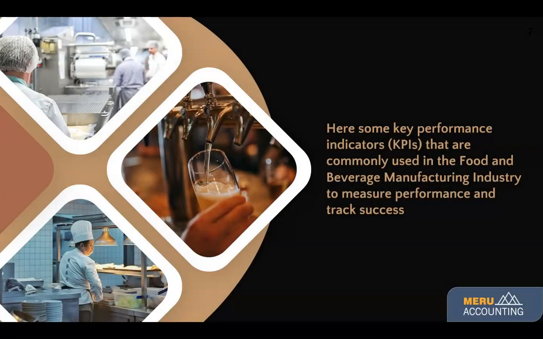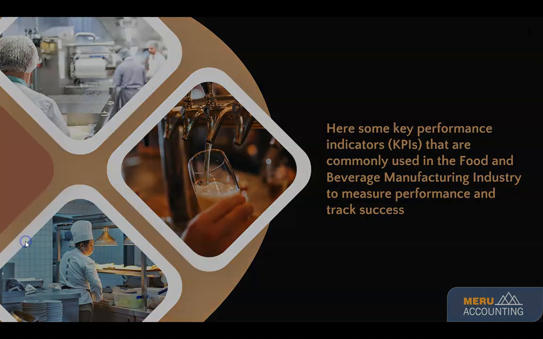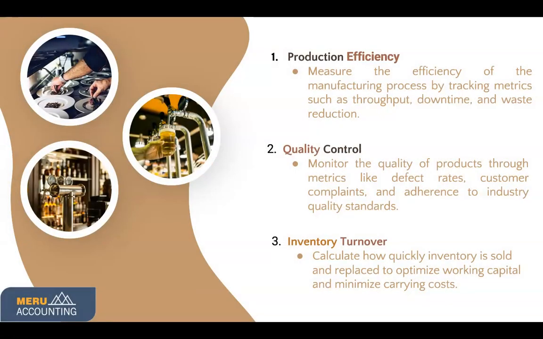Here are some KPIs that are commonly used in the food and beverage manufacturing industry to measure the performance and track success. First, production efficiency. To measure the manufacturing efficiency by tracking the metrics such as throughput, downtime, and the waste reduction. Analyzing these metrics helps to identify the areas for improvement, optimize the production process, and enhance the overall operational performance.